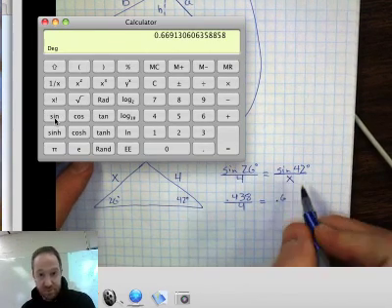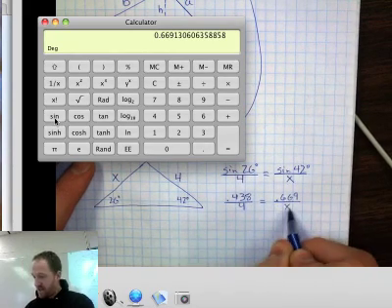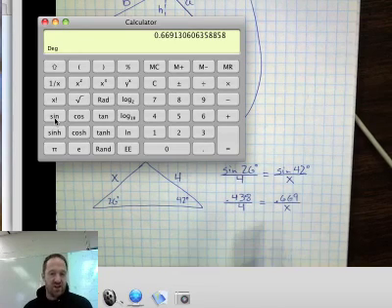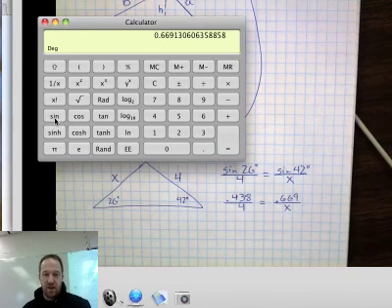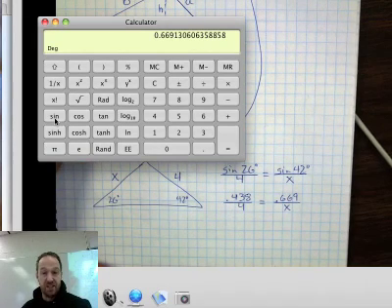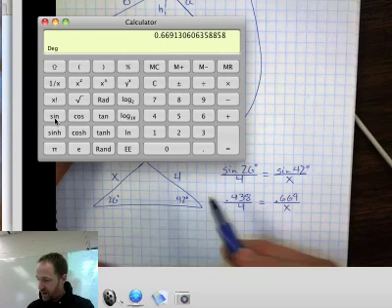0.669 over x. Now I've used 3 digits for each one of those. That's a safe way to go. Use at least 3. If you can use more, if you can figure out a way to use more easily, do it. But at least use 3 digits. Now we just cross multiply.